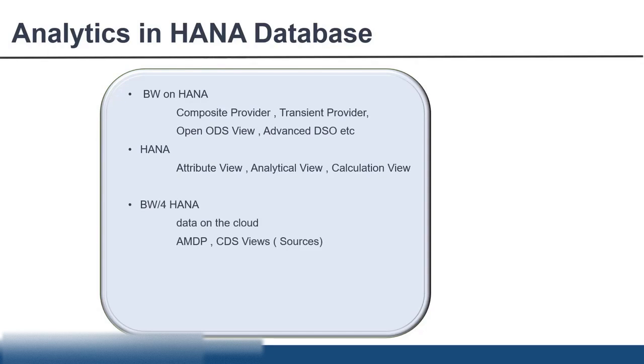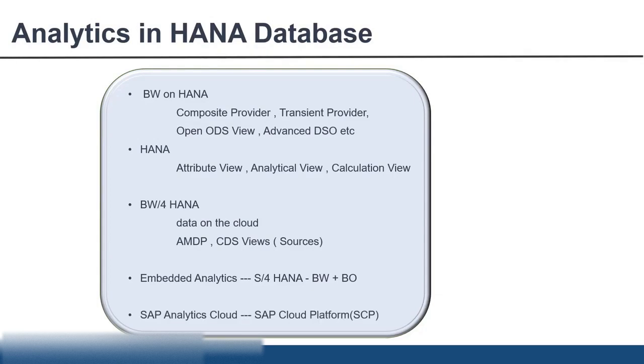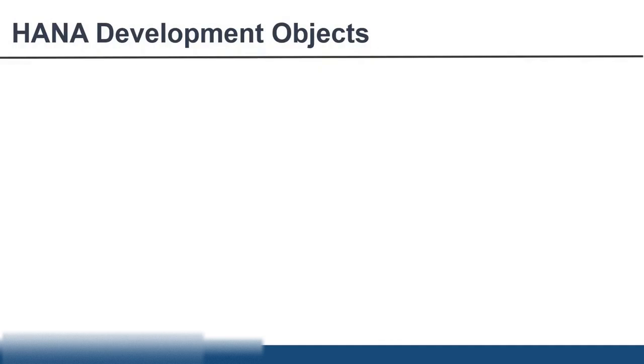You can also do the analytics in HANA with before HANA. You can have data on the cloud. You can create AMDPs and CDS views. You can also have embedded analytics, especially on S4 HANA with BW and BO. You can also do SAP Analytics Cloud, that is, you can do analytics on top of cloud using SAP Cloud Platform. So these are the different ways in which you can do analytics with HANA database.